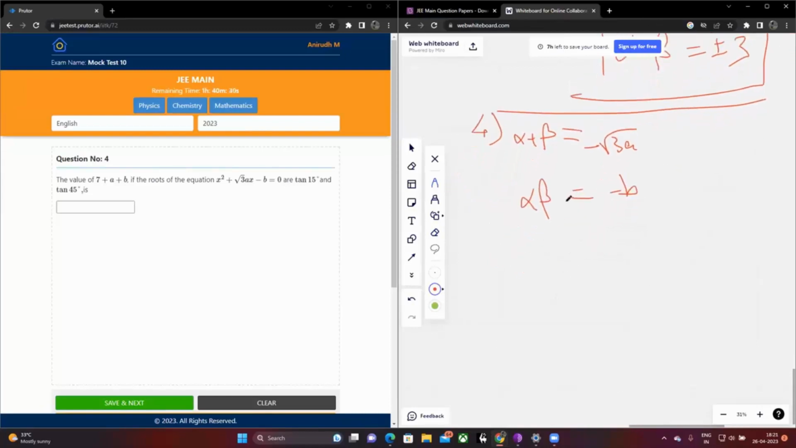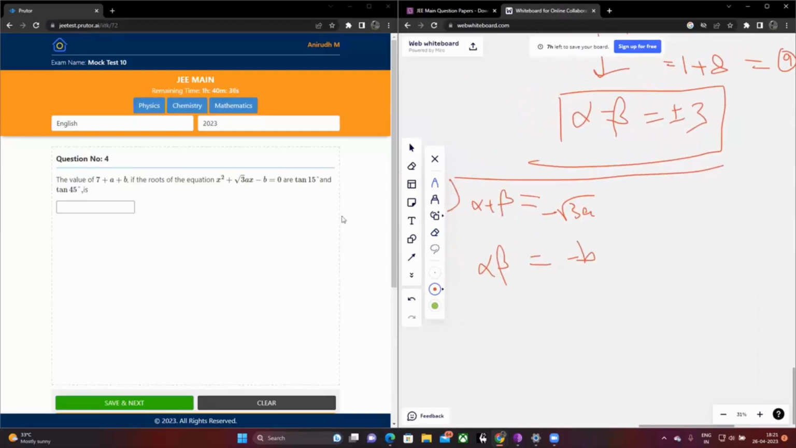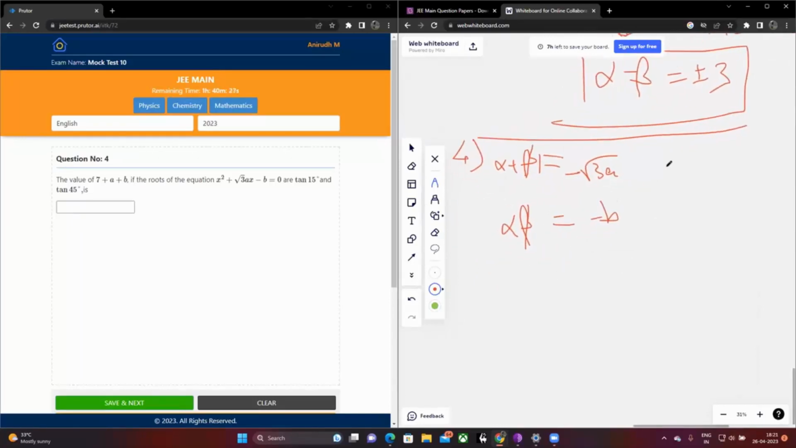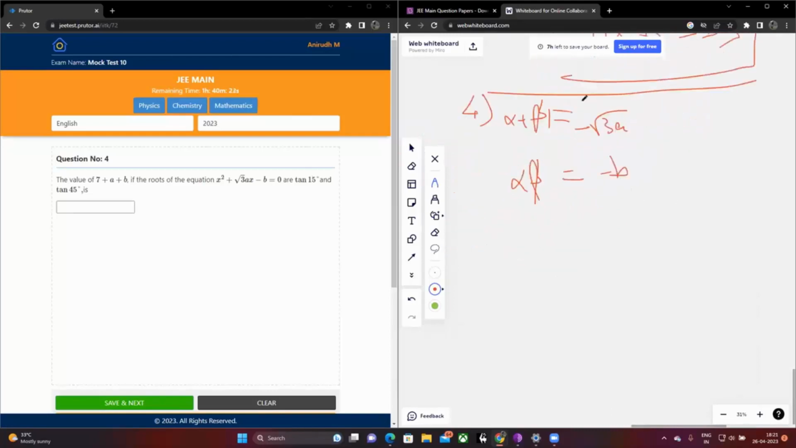Right. So this is basically, we are given that alpha and beta are tan 15 and tan 45 respectively, and tan 45 is 1. So I'm just substituting beta by 1, cutting beta because anything into 1 is that anything. So basically we are given that minus root 3a is tan 15 plus 1 and minus b is tan 15, right?